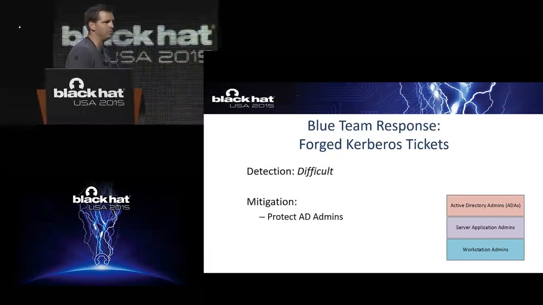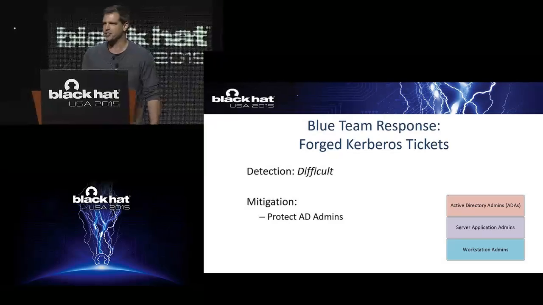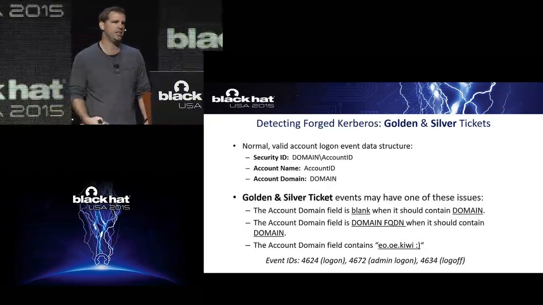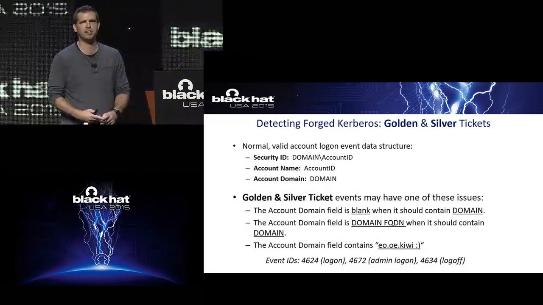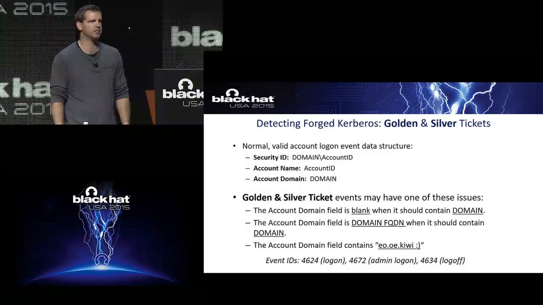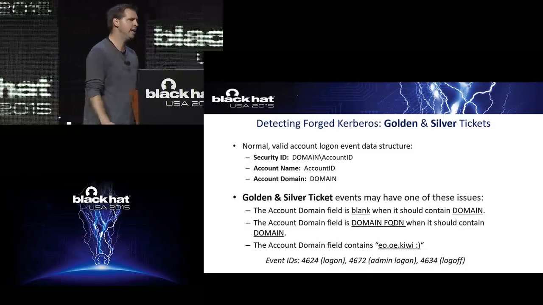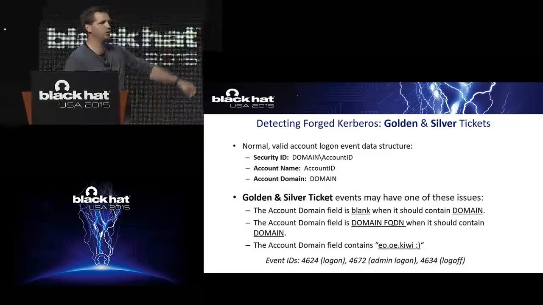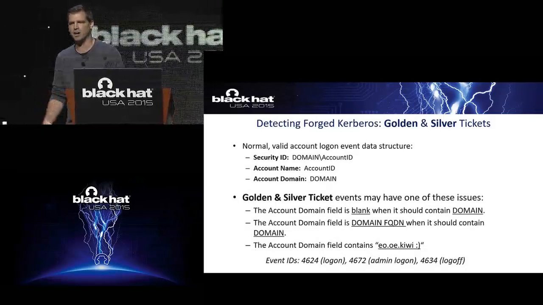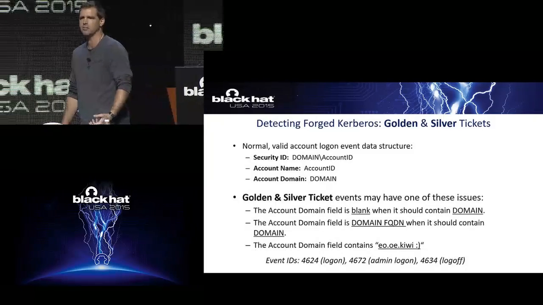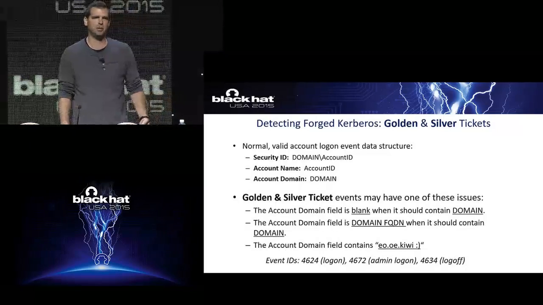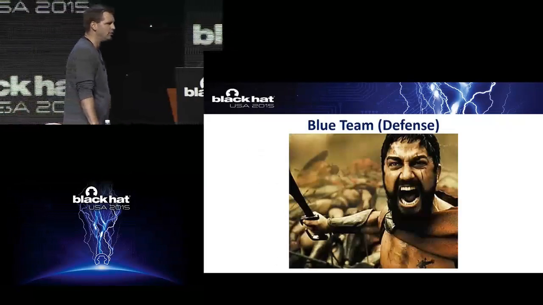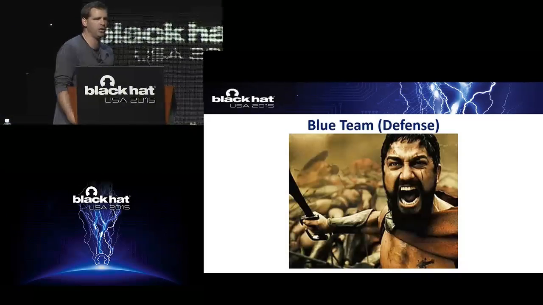So detection is difficult. Mitigation, protect AD admins. I'll get into that a little bit more. Earlier this year, I identified some key indicators on how to detect forged tickets, specifically golden and silver tickets. In late April of this year, Benjamin Delpy updated Mimikatz, so that string at the end is what shows up in that domain field now. Identified anomalies in the domain field. That still may work, but I suspect the attackers have gotten better. Those are the events at the bottom. So I know defense often feels like 300 versus 300,000.